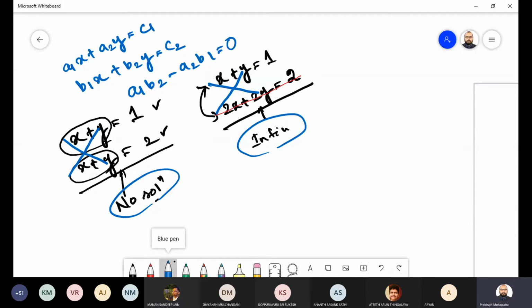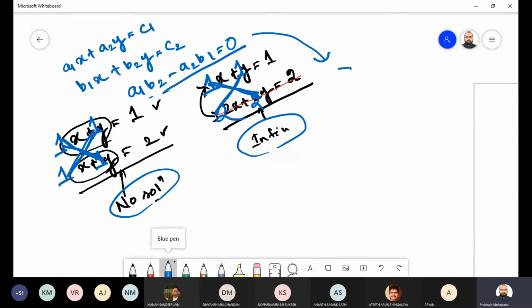Here a1, a2 are the coefficients. Here you see the coefficients are 1, 1, 1, 1. And here 2, 2. So 1 into 2 is 2, 2 minus 2 is 0. And here 1 into 1 is 1, 1 into 1 is 1. So in both cases a1 b2 minus a2 b1 equals 0. Getting it or not?